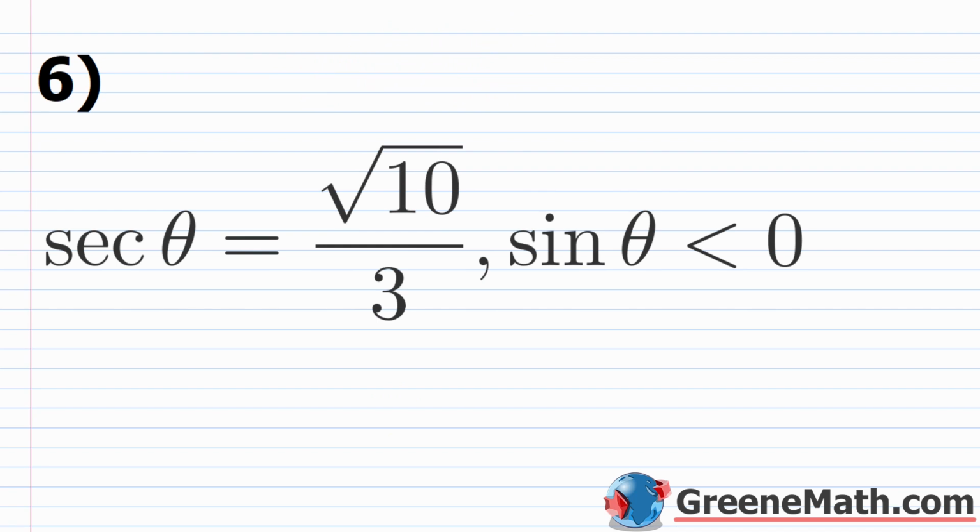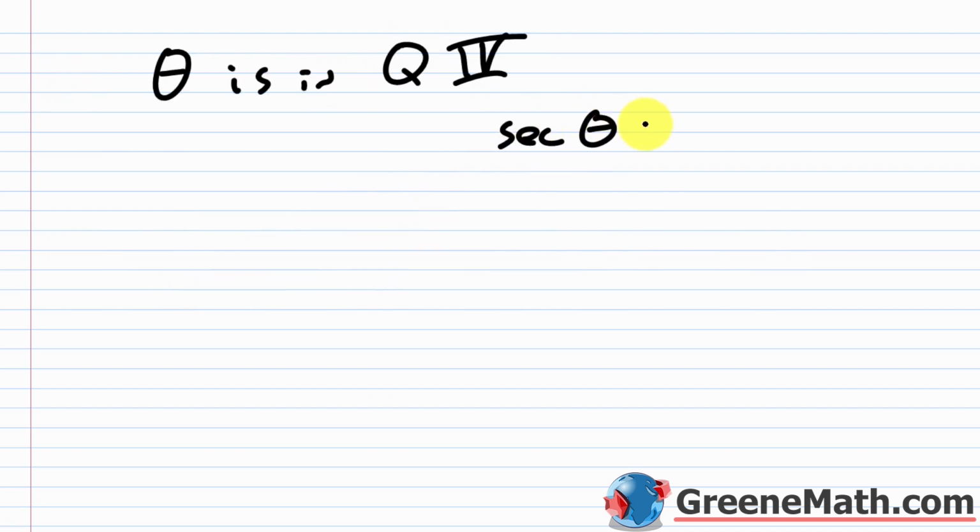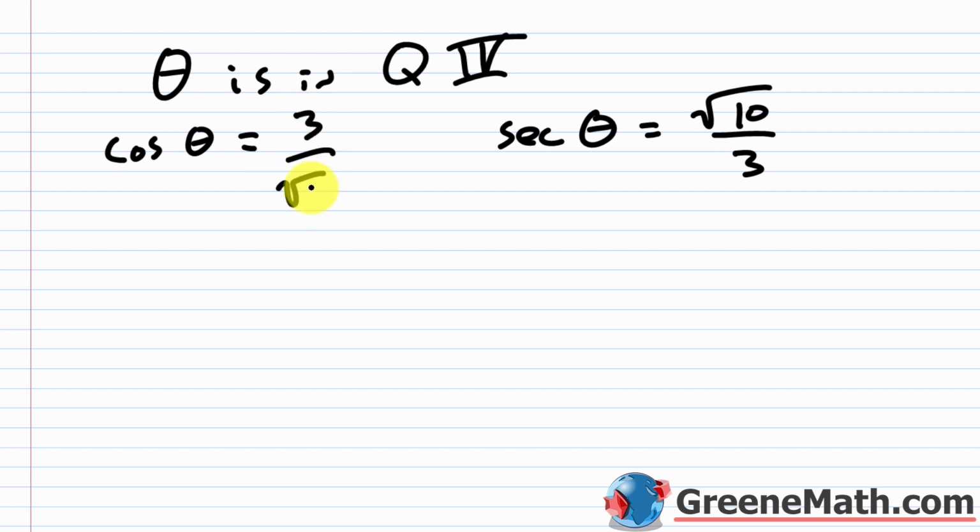We see that for the secant of theta, this is square root of 10 over 3. So the secant of theta is square root of 10 over 3. So that means my cosine of theta is going to be 3 over the square root of 10. And of course, we're going to rationalize the denominator here. So I'm going to multiply by the square root of 10 over square root of 10. So this would be 3 times square root of 10 over 10. So this is 3 times the square root of 10 over 10. We have the secant of theta.